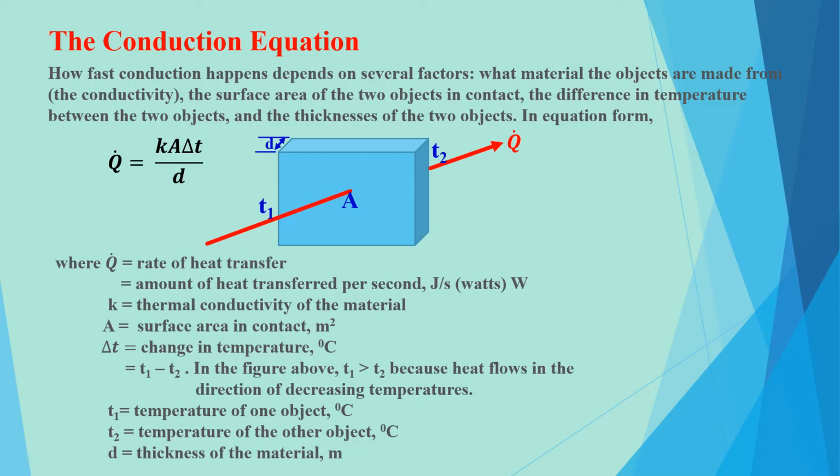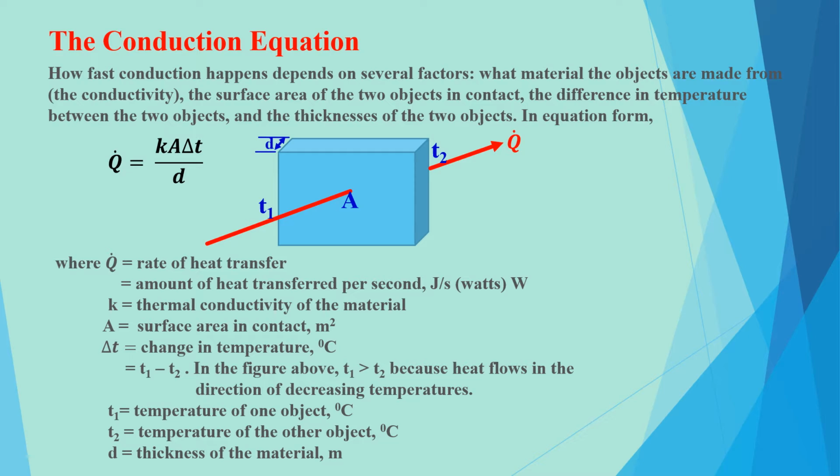The conduction equation. How fast conduction happens depends on several factors: what material the objects are made from, the conductivity, the surface area of the two objects in contact, the difference in temperature between the two objects, and the thickness of the two objects.